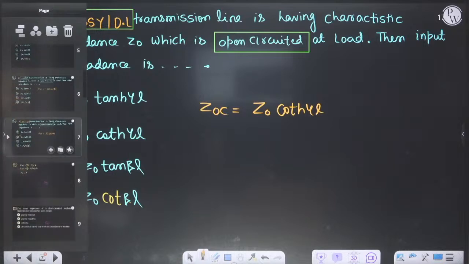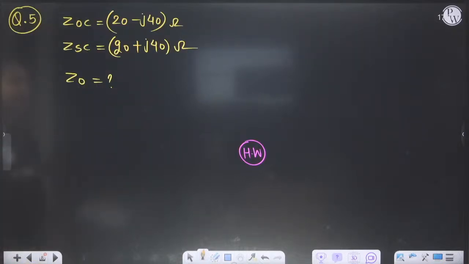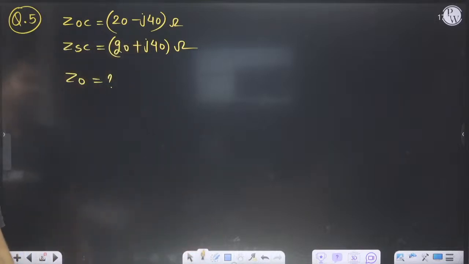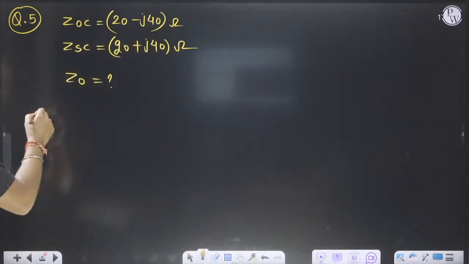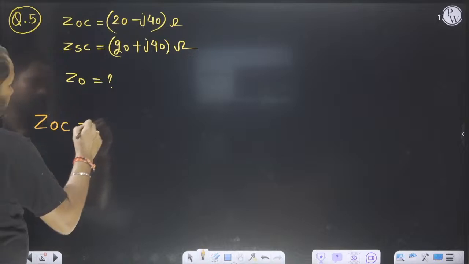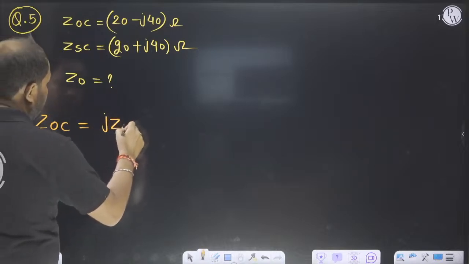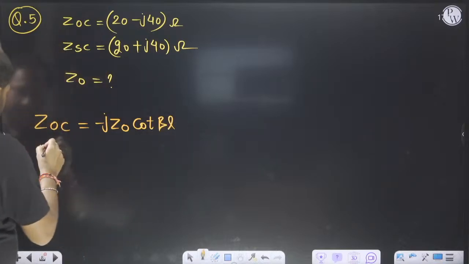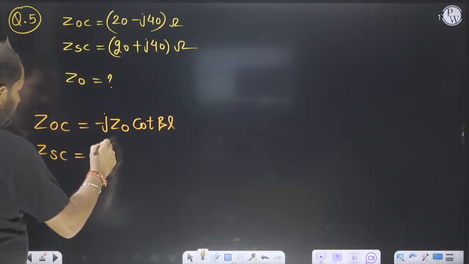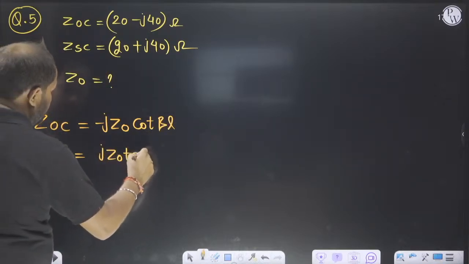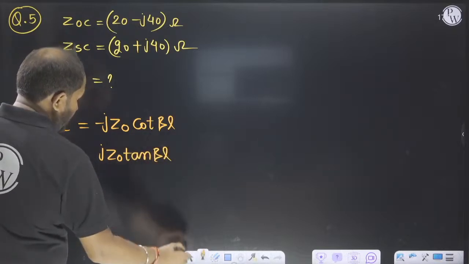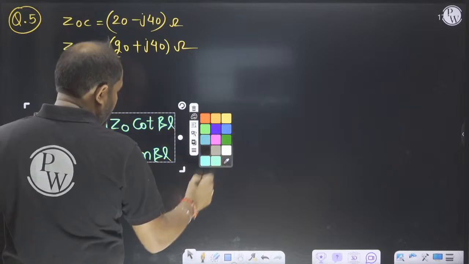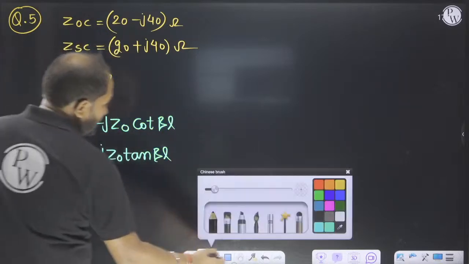Then we have a question with ZOC and ZSC. They have given ZOC and ZSC and they are asking for Z0. ZOC is equal to minus jZ0 cot(beta L), and ZSC is equal to jZ0 tan(beta L). So we have the cot and the tan terms. If you multiply these, we will get the answer.